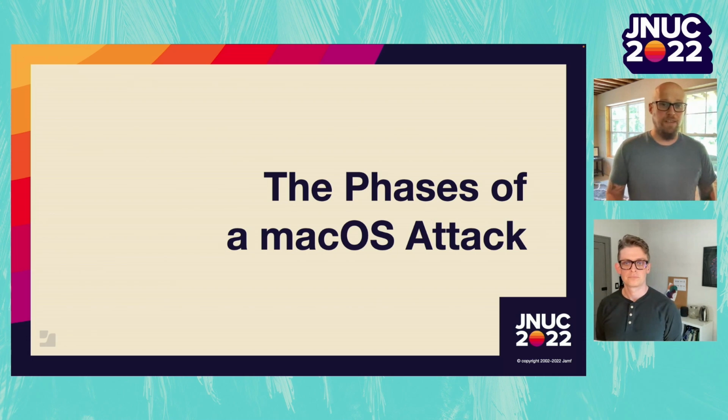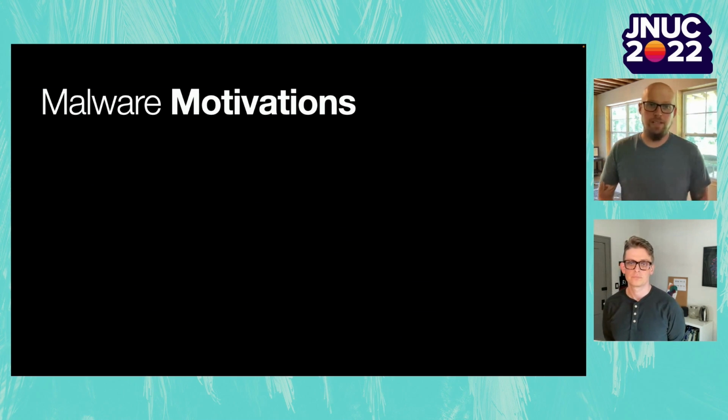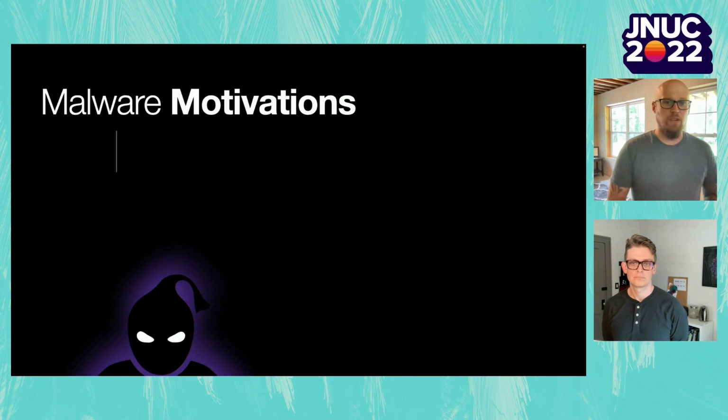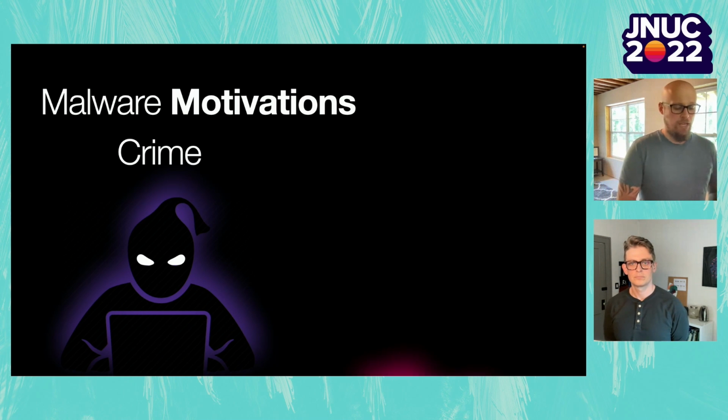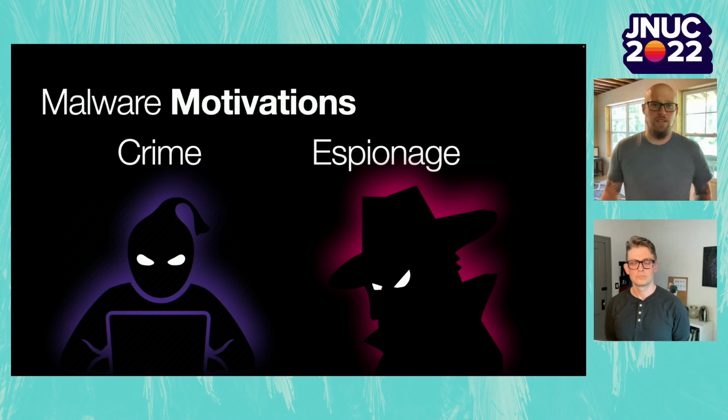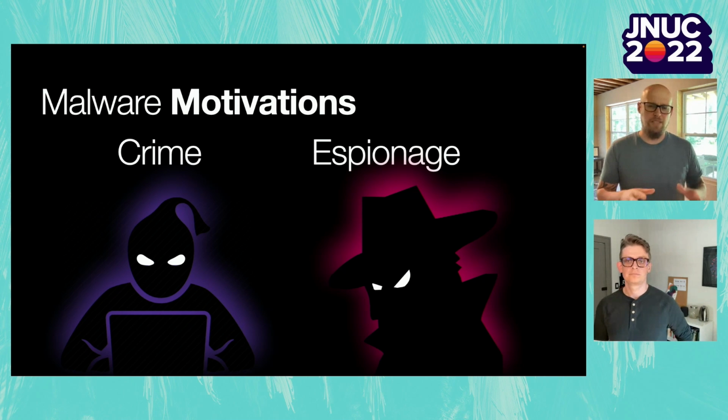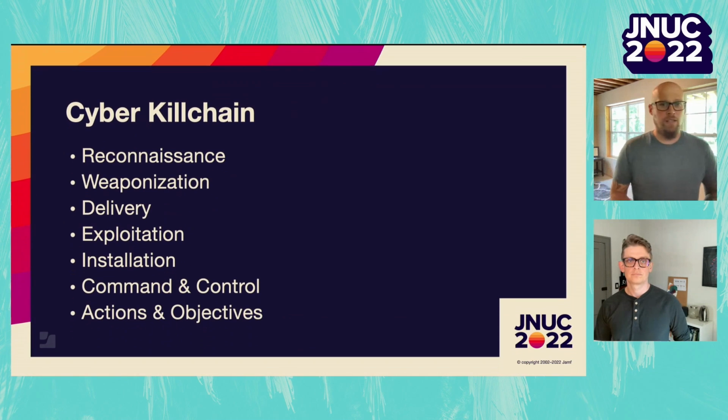So first, let's get into the phases of a macOS attack. Generally, malware ends up being deployed with two different types of motivations. On one hand, we have the crime side, or cybercrime, and on the other hand, we have the espionage side. Both of these two sides of malware share similar paths to accomplish their goals, and we'll get into what makes them unique a little bit later.